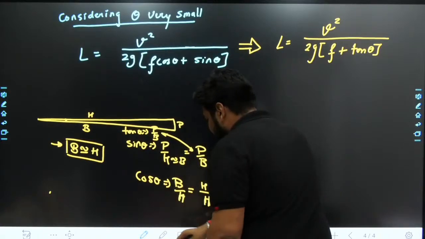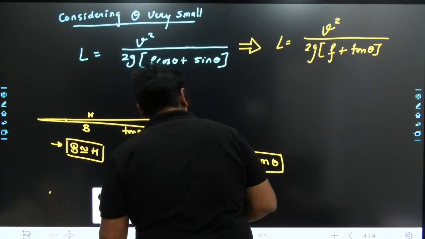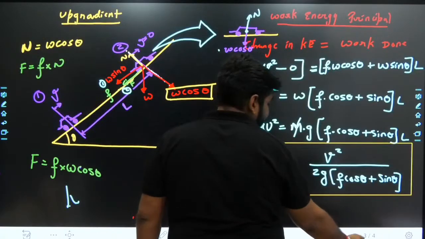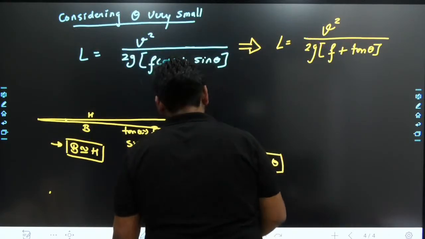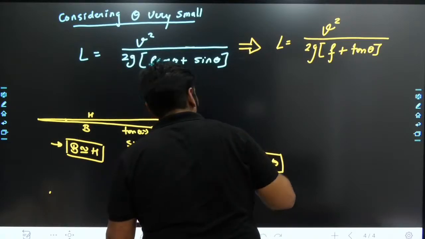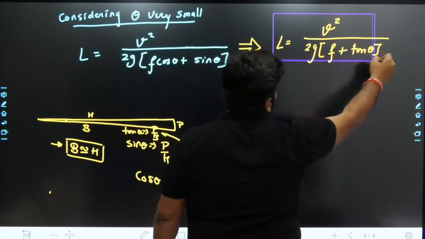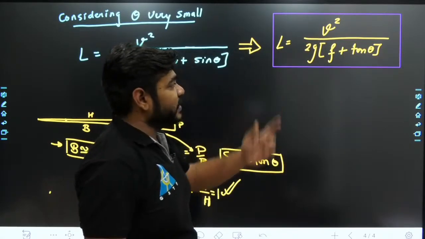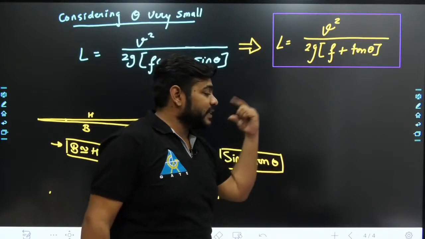So the final expression can be written somewhat like this: L is equal to V square divided by 2G times (F plus tan theta). Fine. And this tan theta is representing your gradient.